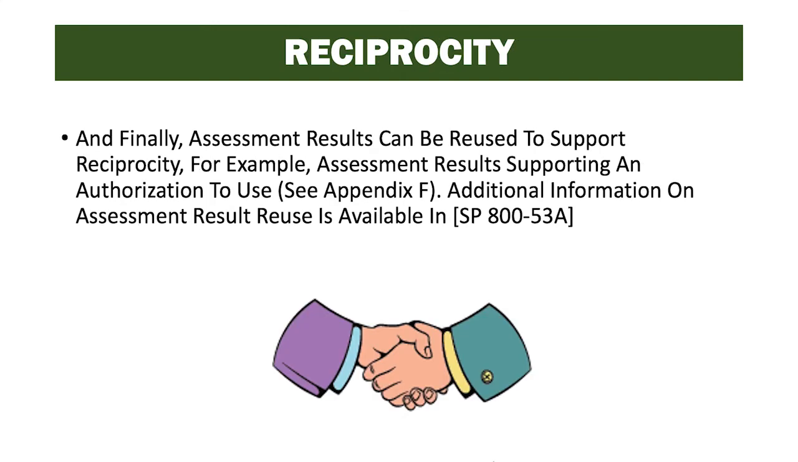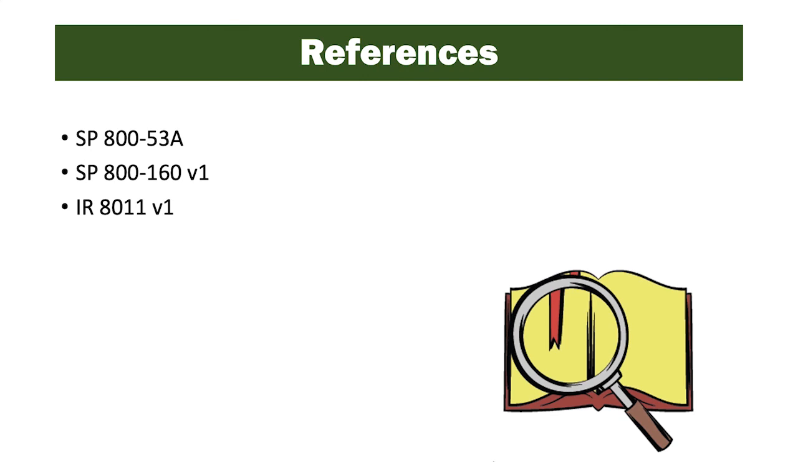That's important. And finally, assessment results can be reused to support reciprocity. For example, assessment results supporting an authorization to use, as you'll see in Appendix F of NIST Special Publication 800-37. Additional information on assessment results is available in Special Publication 800-53A or the Assessment Guide. So reciprocity means that an organization can assess a system. Another organization may be able to implement that system without going through the assessment process if reciprocity is agreed between the two AOs. This reduces time to field a system and reduces the cost of fielding systems. So references for this task include 800-53A, Special Publication 800-160 Volume 1, and IR 8011 Volume 1.